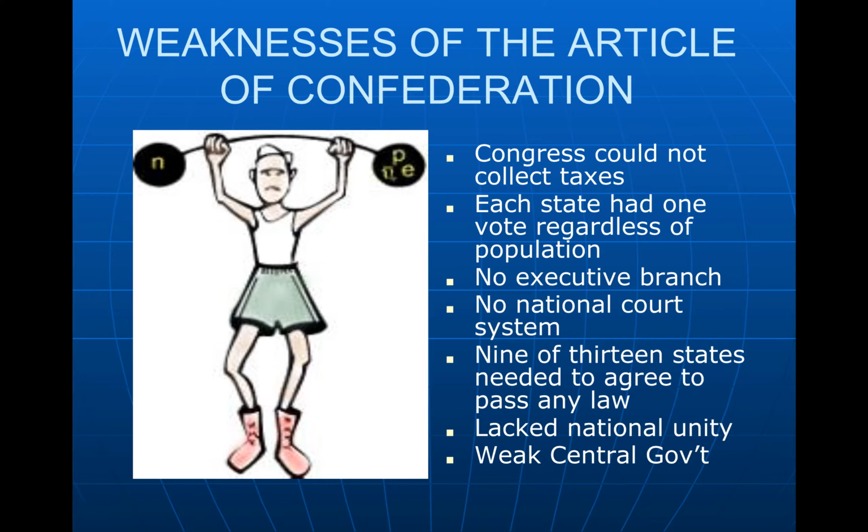Each state had one vote regardless of their population. There was no executive branch, which means there was no president. There was no national court system. Nine of the 13 states needed to agree to pass any law, and it lacked national unity and had a weak central government.